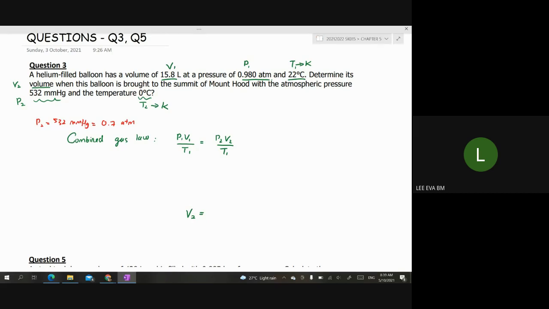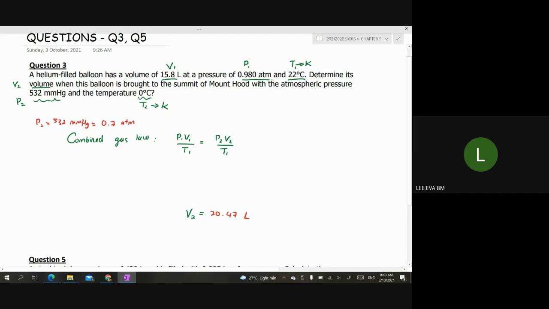And your volume V2, dapat jawapan tak? Jawapan apa yang dapat? 20.47. Yes, very good, Aina. 20.47 liter.